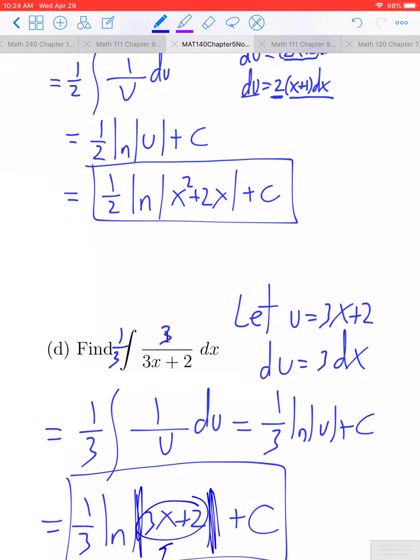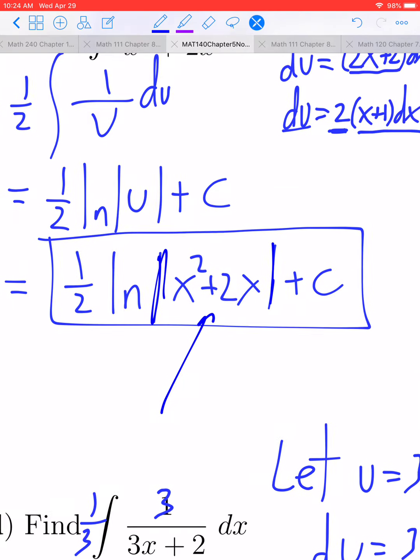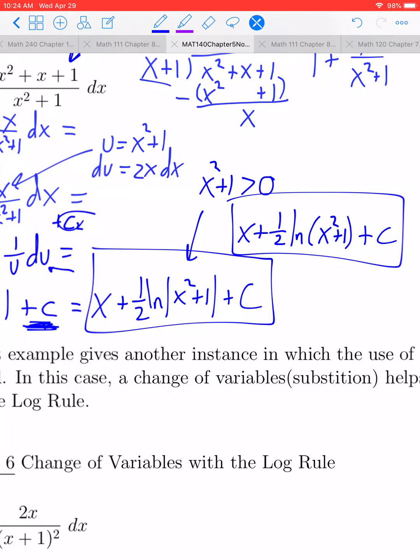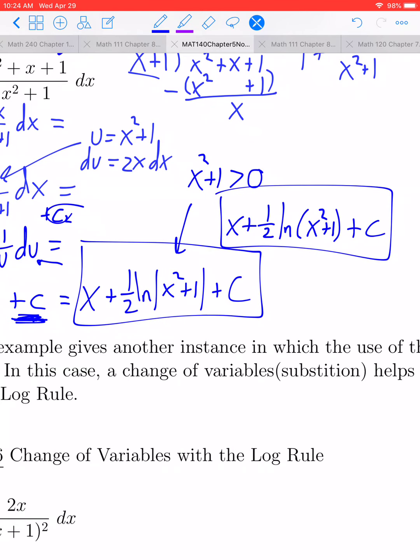Likewise, if I come over here, this expression, x squared plus 2x, will also be negative for certain values of x. For example, try it. Plug in x equals negative 1, and that will give you a situation where the inside could be negative. So again, here you have to keep the absolute value bars, but with this one here, because x squared plus 1 is positive, we can eliminate and drop them.